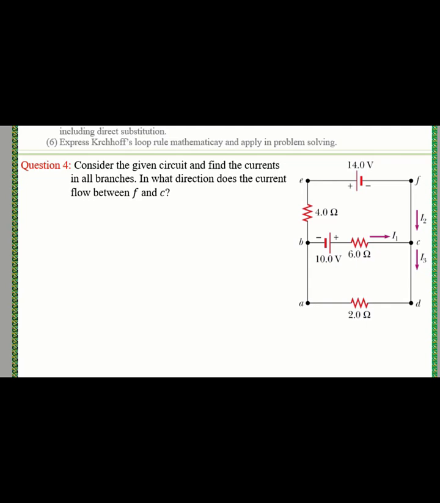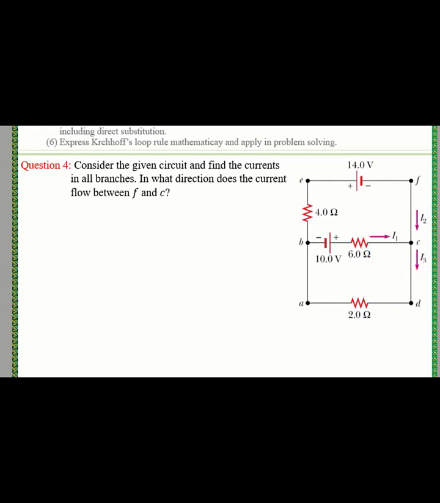Now consider the given circuits and find the current in all branches. In what direction does the current flow between F and C? We cannot solve it by simplifying the circuit since there are two power supplies in two different branches. So we cannot easily simplify it. So we'll go with the Kirchhoff rules. First of all, we need to find our currents and assign them on the circuit. The question assigned them for us.